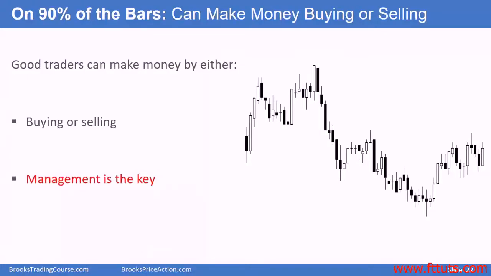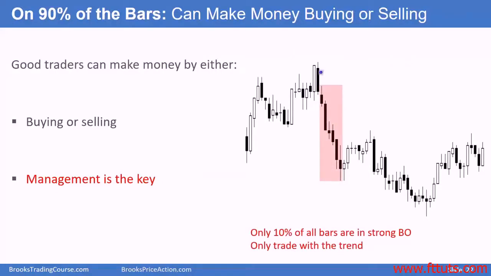10% of the bars on every chart are in a strong breakout, either up or down. And when the market is in a strong breakout, it's better only to trade in that direction. After 3 or 4 bars down here, it's better only to be looking for shorts. Only 10% of the bars on any chart are in a strong breakout. In general, that's an average.